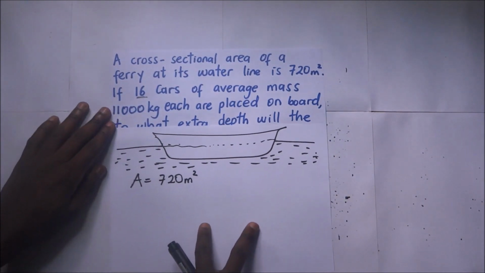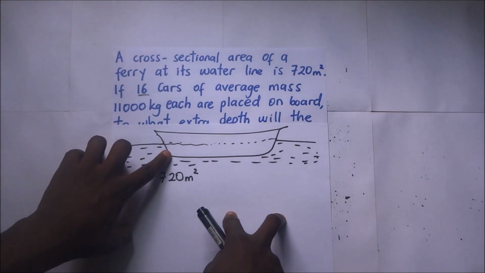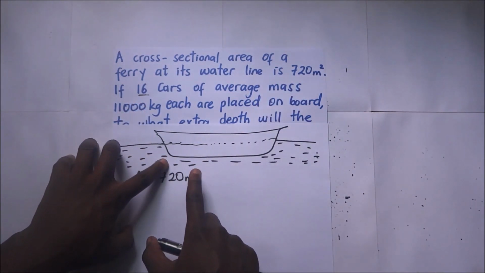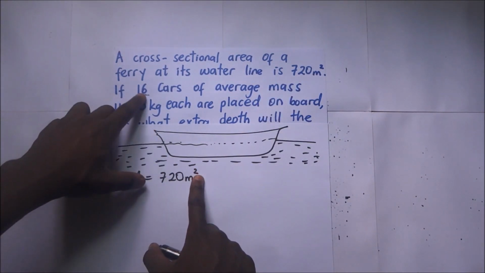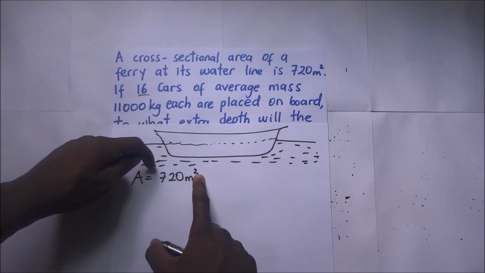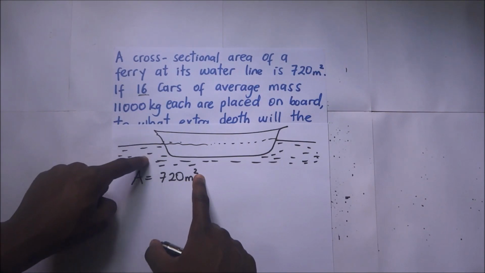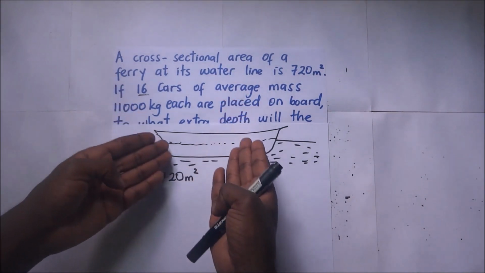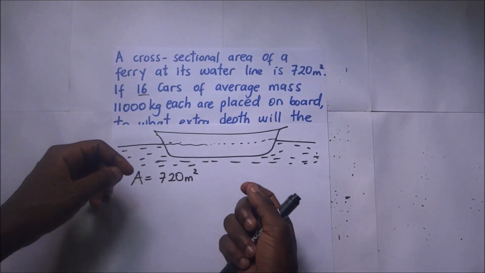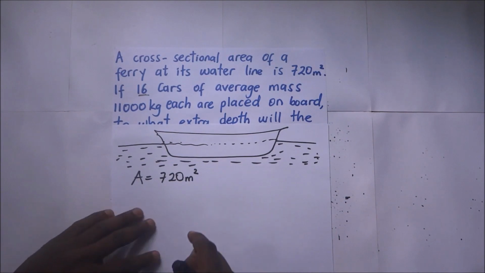So we simply need to identify the fact that these 16 cars are the ones responsible for this ferry sinking down an extra depth, and therefore the weight of these 16 cars that were put on this ferry is going to be equal to the weight of the fluid that will have been displaced at sea.